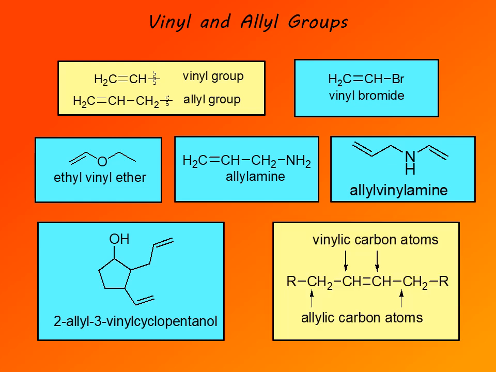We classify carbon atoms as vinylic carbon atoms if they are carbon atoms of the double bond. So carbon atoms that are connected to each other by a double bond are vinylic carbon atoms. Carbon atoms next to vinylic carbon atoms are allylic carbon atoms. We also classify hydrogens the same way. Hydrogens attached to vinylic carbons are called vinylic hydrogens, and hydrogens attached to allylic carbons are called allylic hydrogens.